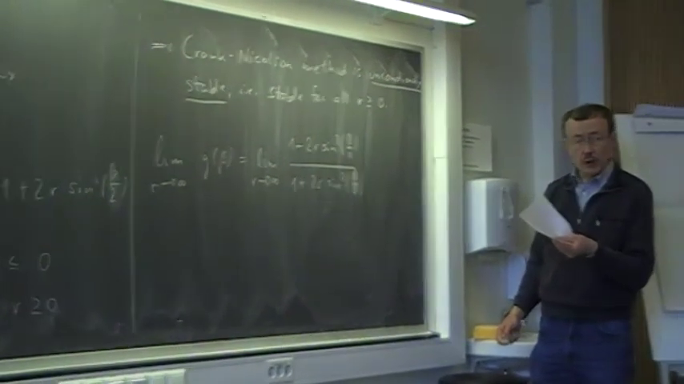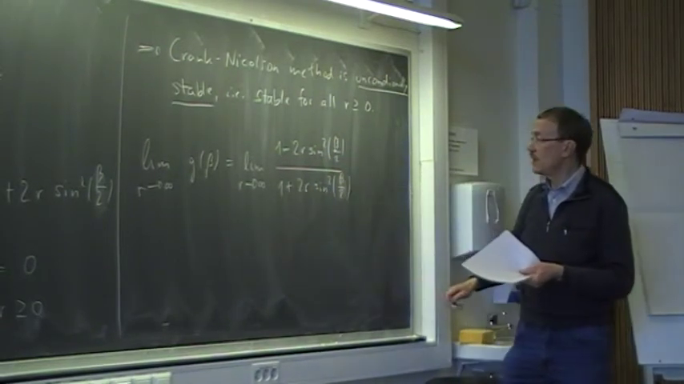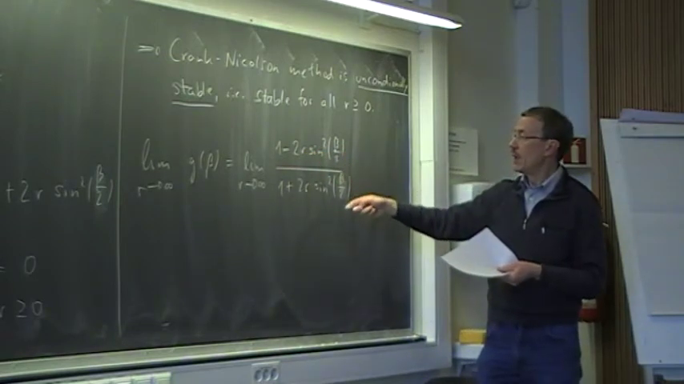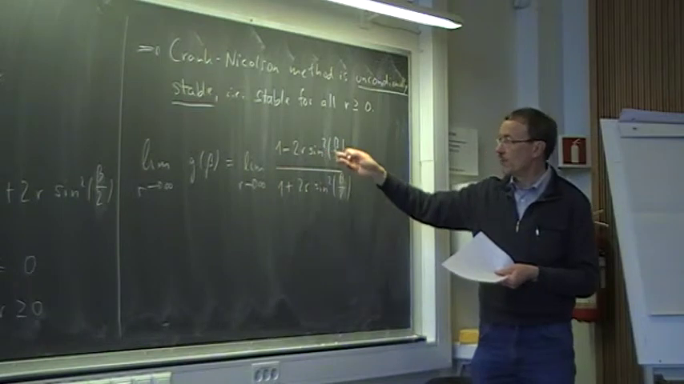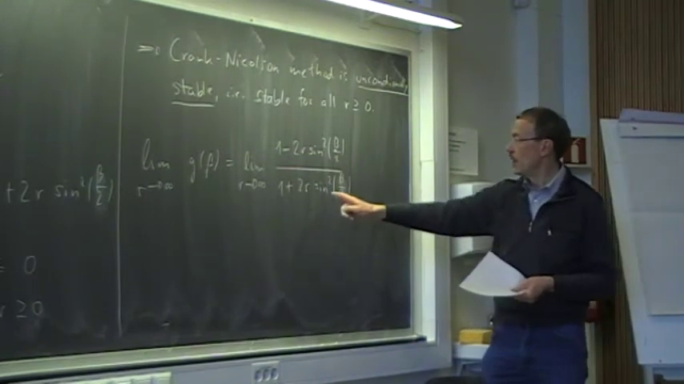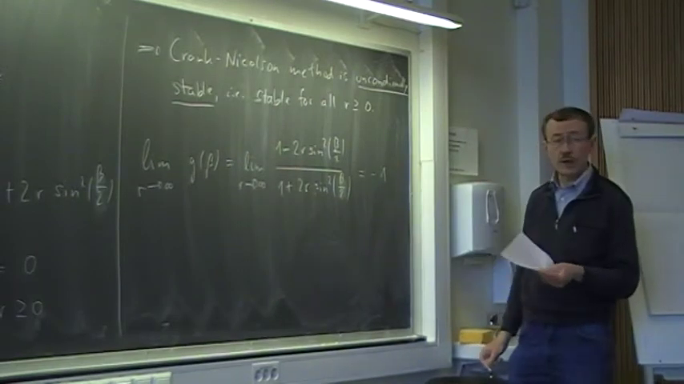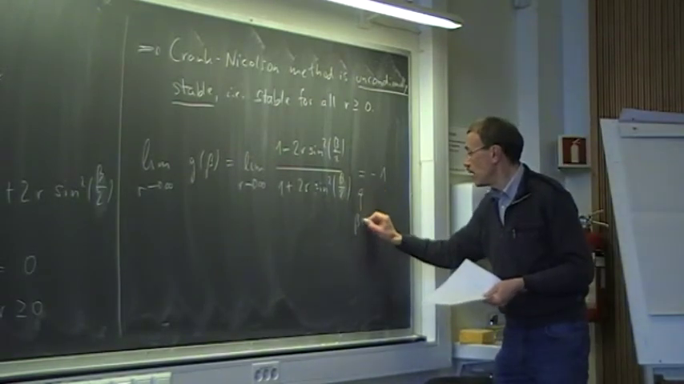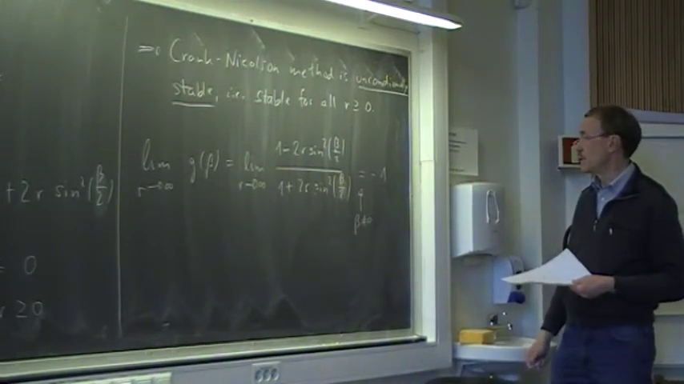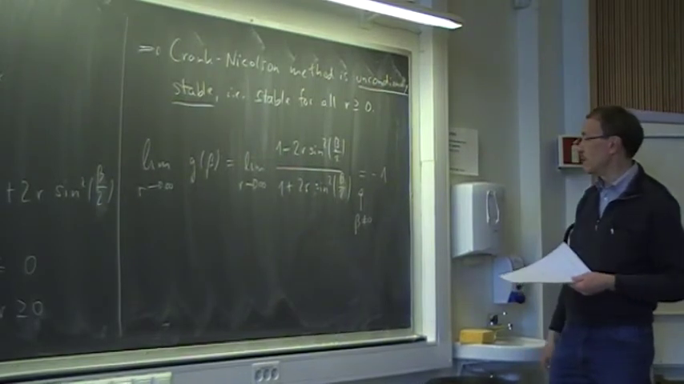But if we let R go to infinity, then this is dominating. So we can divide by 2R sine squared of beta half. And then we see that we get a minus 1 that is dominating over this, because this is 1 divided by R something, divided by plus 1. So that means the limit is minus 1 when we let R go to infinity. And we assume here that beta is not 0, and pi is okay, but 2 pi we don't look at.